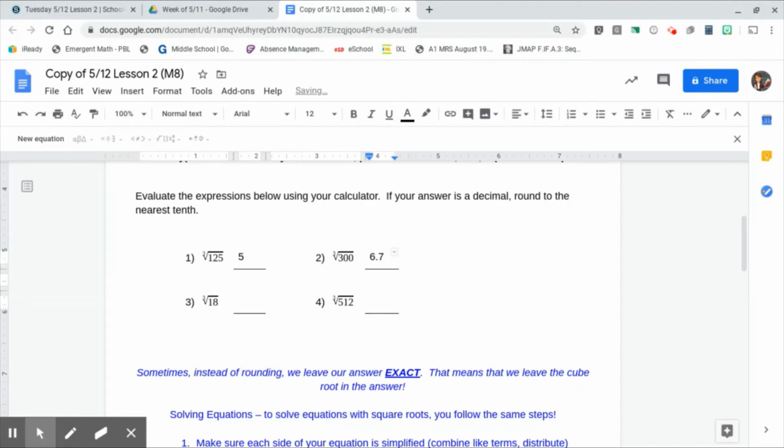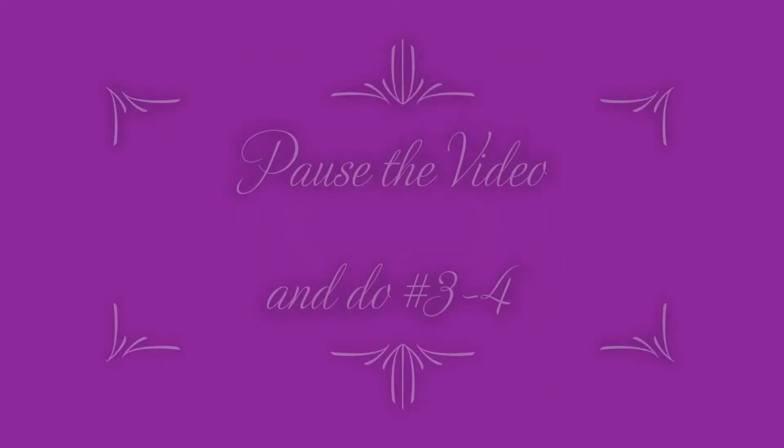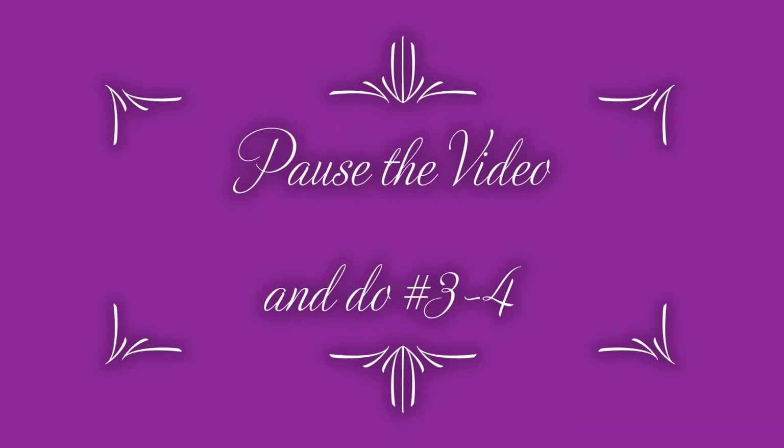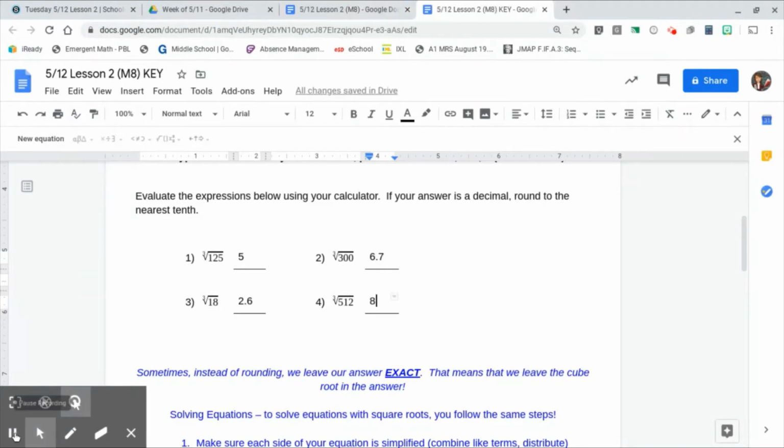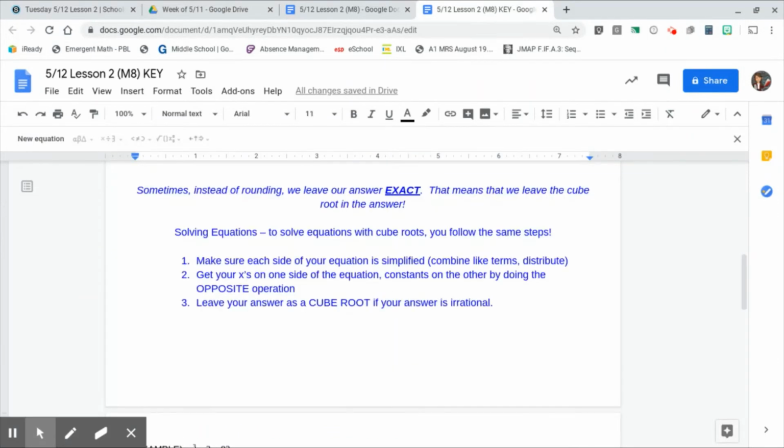All right, pause the video and do 3 and 4 on your own. All right, check your work with my work. Very similar to square roots, we can also leave cube roots in our final answer to show an exact answer. Sometimes, instead of rounding, we leave our answer exact. That means that we leave the cube root in the answer.